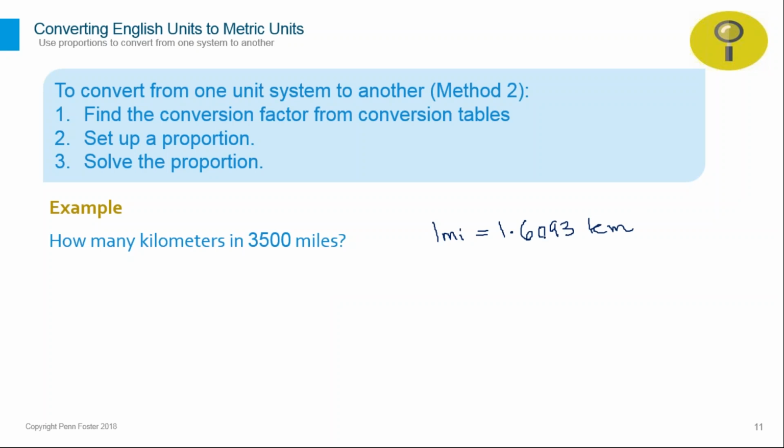Since I have a direct relationship between miles and kilometers, it's a one proportion answer. So I know 1 mile, this is where the factual information goes, 1 mile is 1.6093 kilometers. Then how many kilometers are in 3,500 miles?